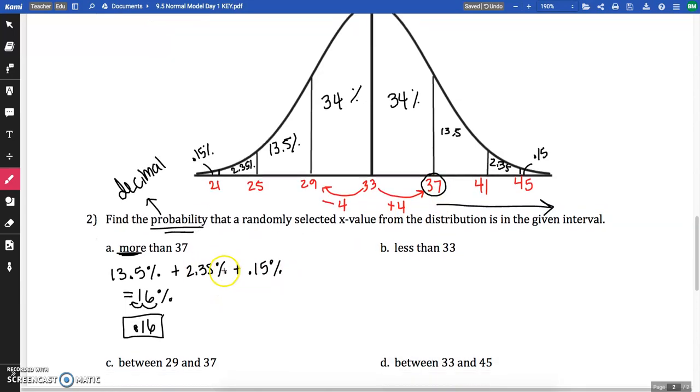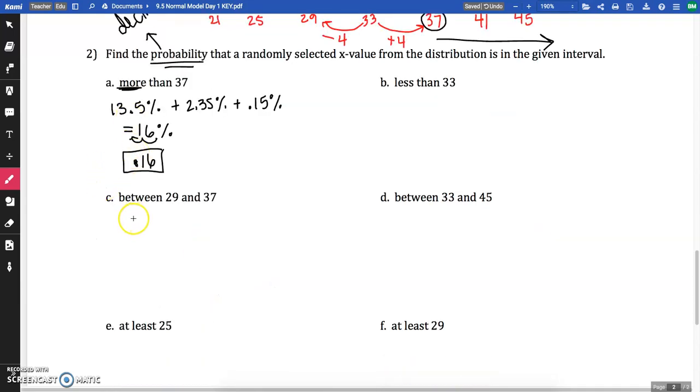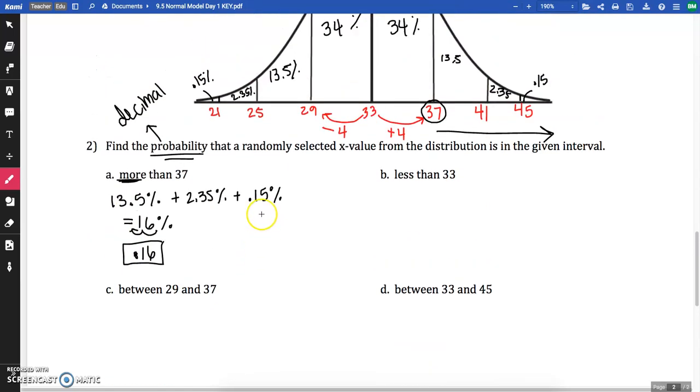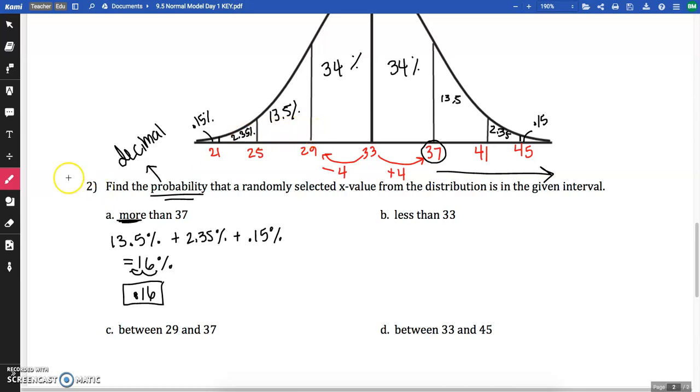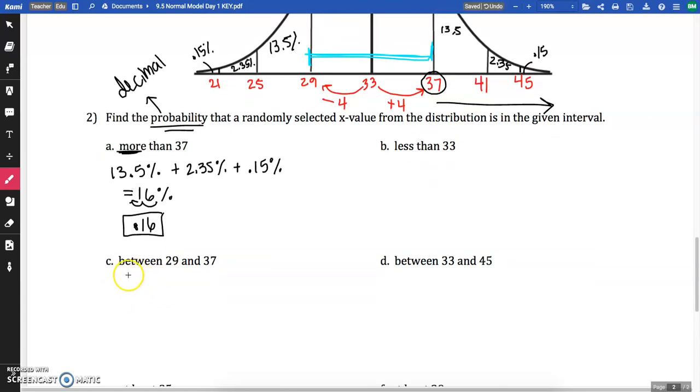Okay, let's go down. I'm going to skip down to C. So between 29 and 37, well, that's pretty much like it sounds. I find 29. I'm going to change color here. Here's 29. Here's what 37 is. Between them would be these two rows, or columns, I should say. So let's add those percentages. 34% plus 34% gives me a total of 68%. As a decimal, meaning a probability, it's just 0.68 with no percentage sign.